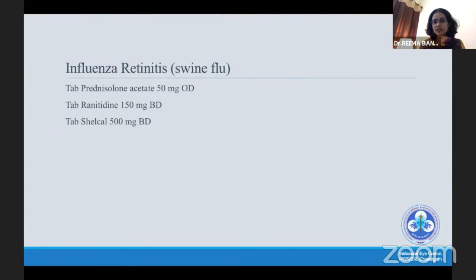Considering his past history and the nature of the lesion, we made a differential diagnosis of retinitis, as the OCT also showed involvement of the retinal layers. So this was an influenza retinitis, which is not a very common disease, but influenza retinopathy and influenza lesions in the eye are known to resolve with steroids. So we started this patient on oral steroid.